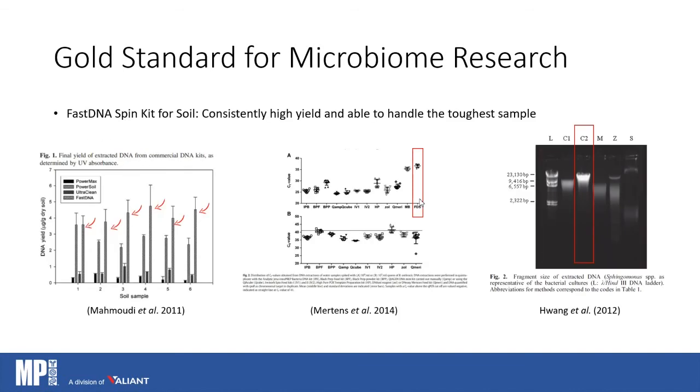Shown here are the results adapted from one of the few studies that demonstrate the yield advantage of the kit. It has consistently shown to extract the highest yield of DNA from different samples, and this is particularly useful when the researcher has limited starting material or the sample has very low biomass content.